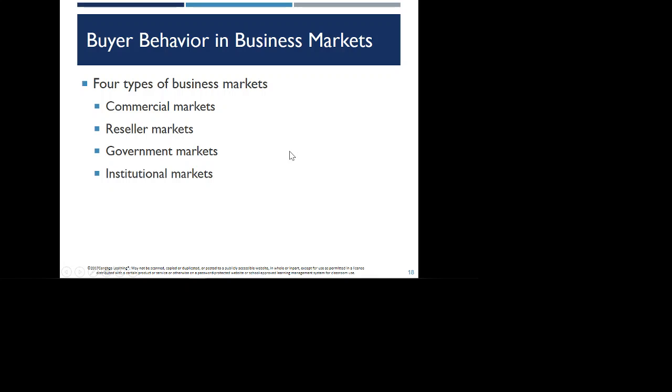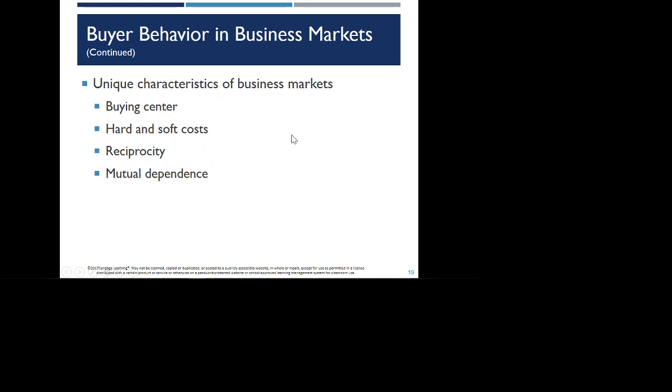And business markets, so B2B, different types of markets. You've got resellers, you've got commercial, you've got these other types of markets as well that can impact how the decisions are made. Okay. Most businesses have buying centers. They actually have people that are paid to buy products for the firm. Okay. Lots of other issues here. They're both hard and soft costs and all kinds of things. Reciprocity, you buy from me, I'll buy from you, things like that.